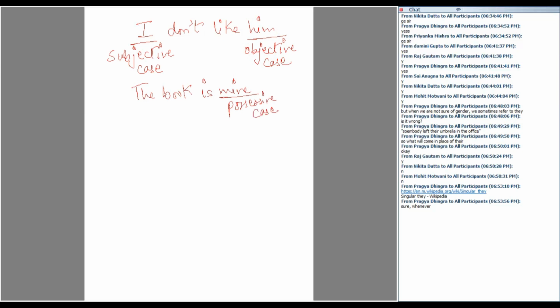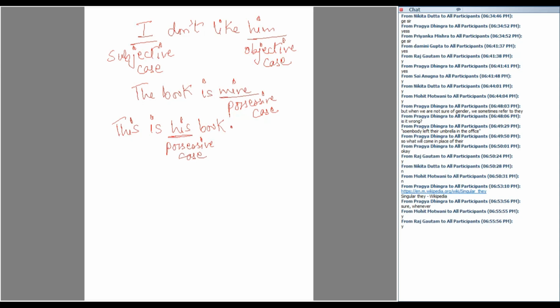Similarly, if I say, this is his book, this is his book. So the word his, the pronoun his is showing possession. It is telling you that the book belongs to him. So his is a pronoun which is in the possessive case because it shows possession. Did you understand? So I have discussed three cases of pronoun: subjective case, objective case, possessive case.